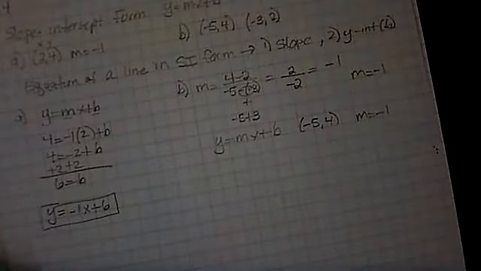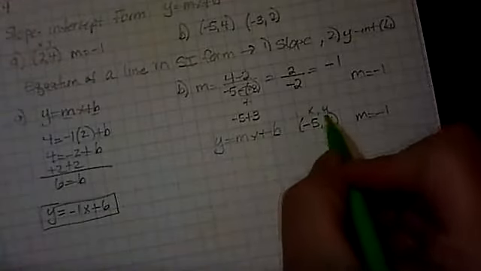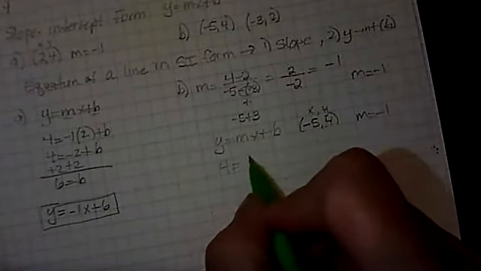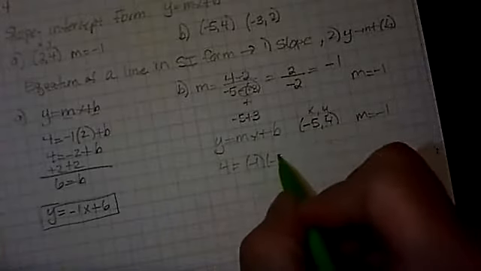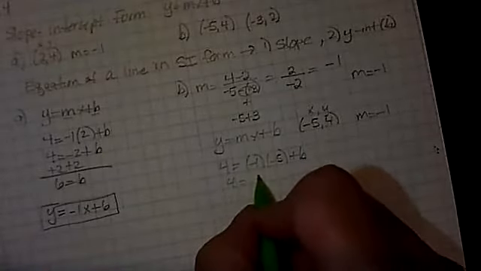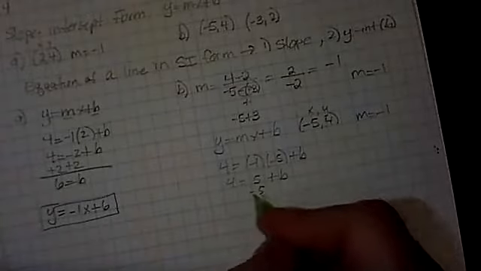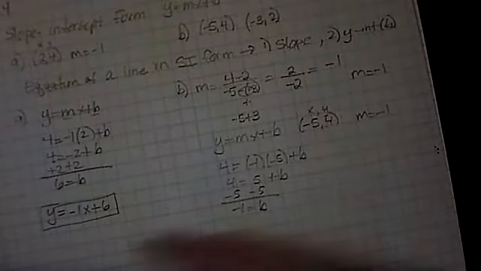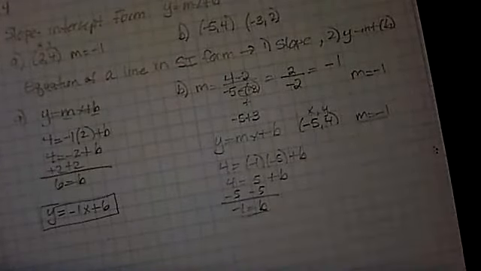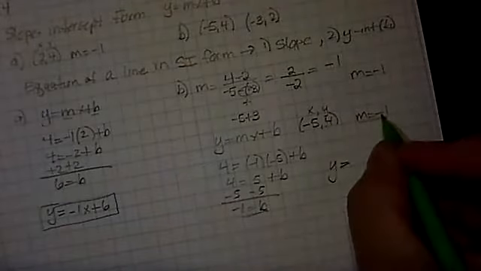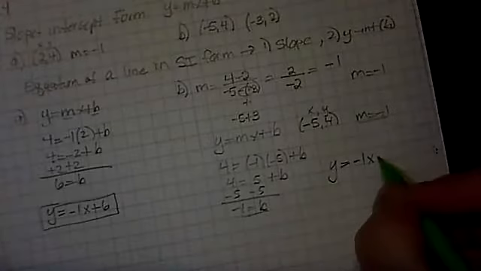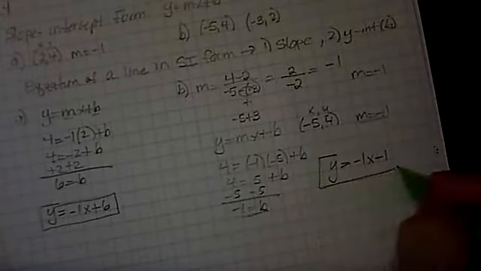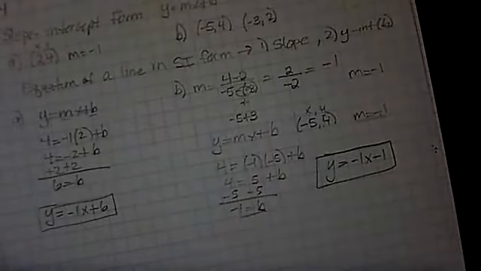So let's substitute in. y is right here, remember x and y. So y is 4. The slope is -1. The x value is -5, plus b. -1 times -5 is +5. Solve for b. So your y-intercept is -1. So I'm going to take this and put it into the equation. So y equals mx plus b, which is y equals -1x minus 1. So there's your solution right there.